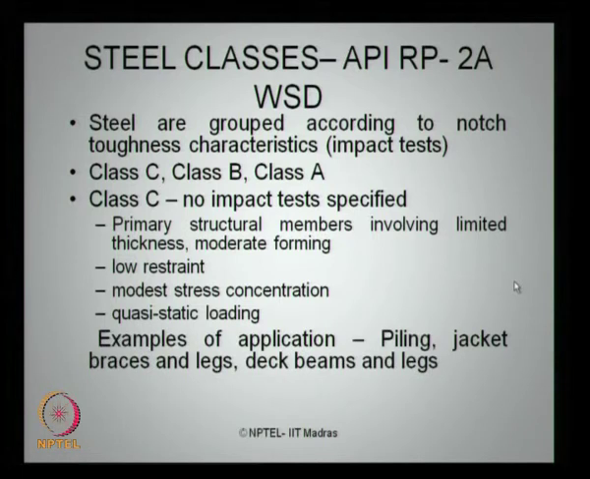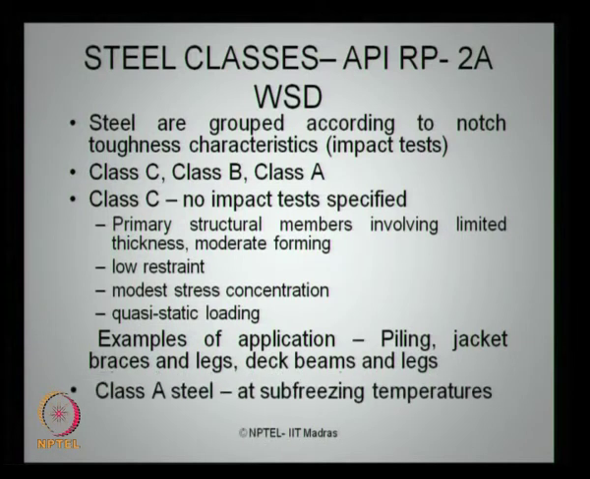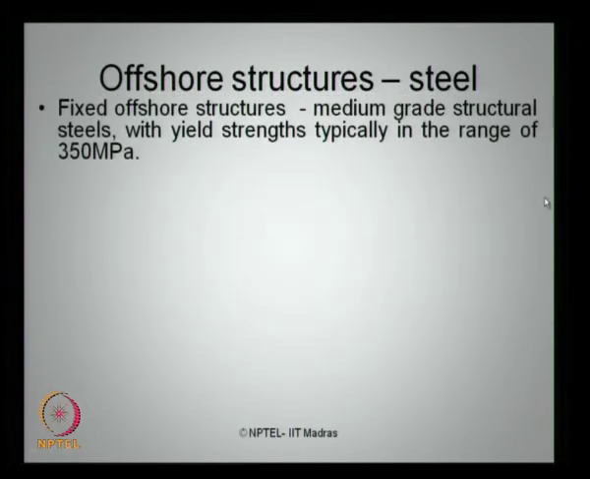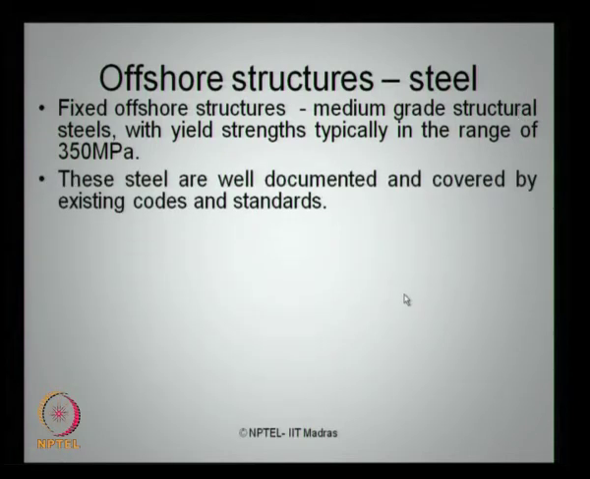Examples can be piling, jacket braces, jacket legs, deck beams and legs of offshore platforms. When you have sub-freezing temperature requirements, then you must look for class A steel, which is recommended for this kind of regional applications. Offshore structural steel can also be recommended based on structure type, for example, fixed offshore structures. You can use medium gauge structural steel with yield strength typically in the range of 350 megapascal. These steels are well documented and covered by existing standards and codes very well.